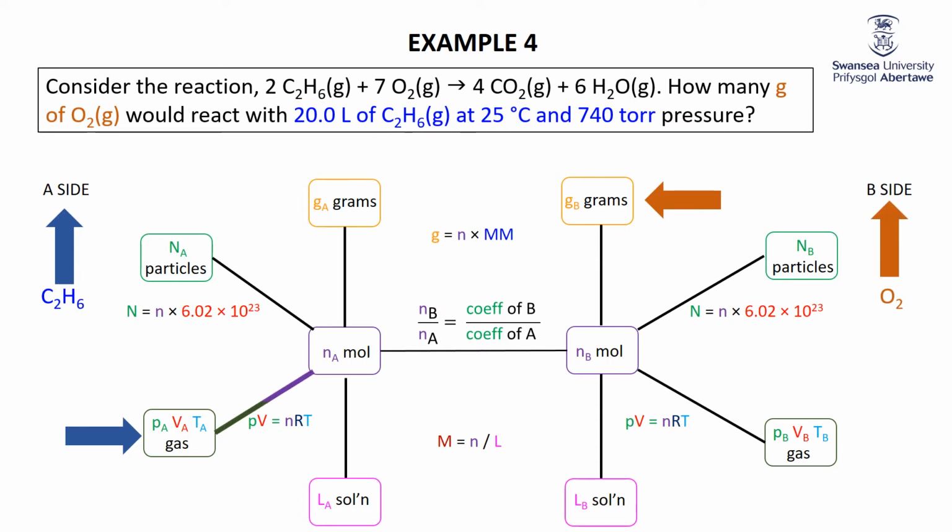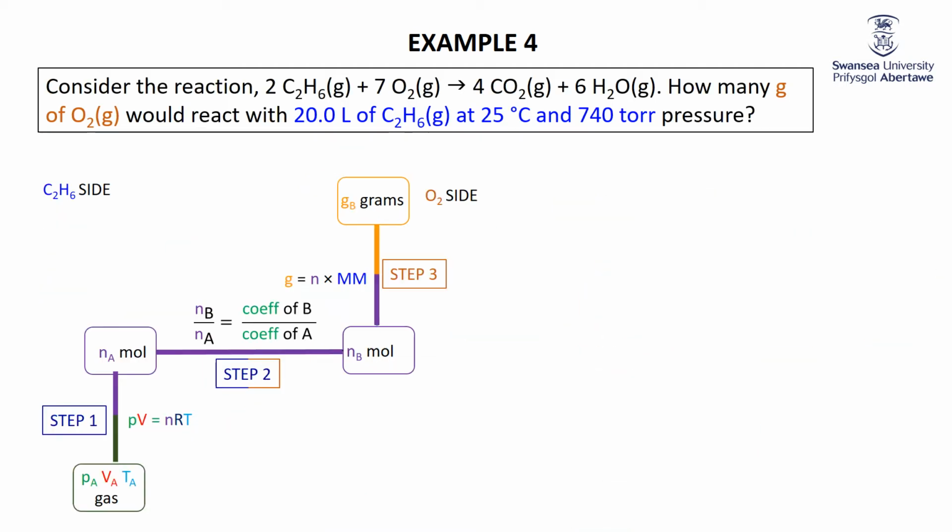Step 1, going from the gas to the moles. Step 2, going from moles of C2H6 to moles of O2. And finally, step 3, going from moles to grams of O2, that now you must be getting bored with how easily you can do that. Pull out the salient part.